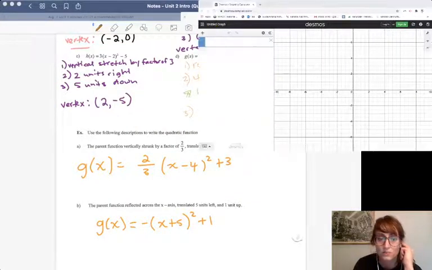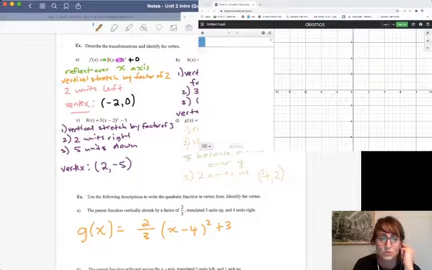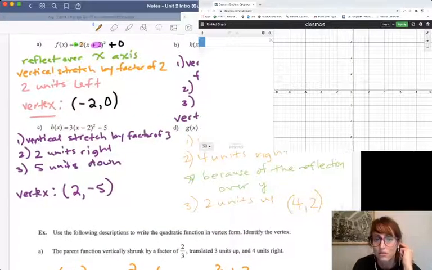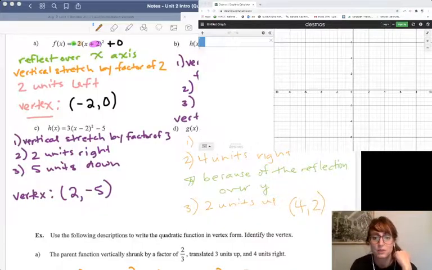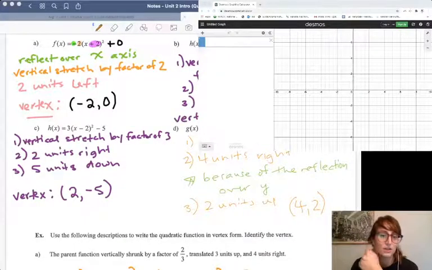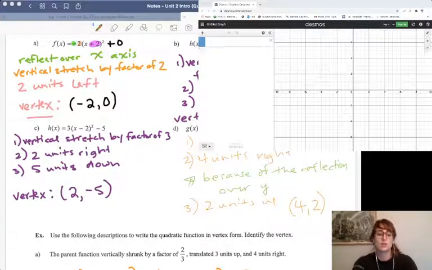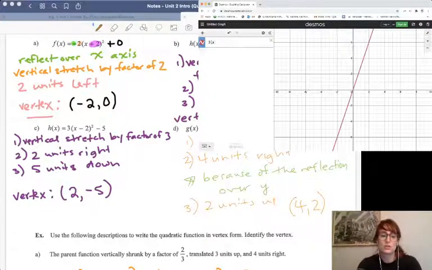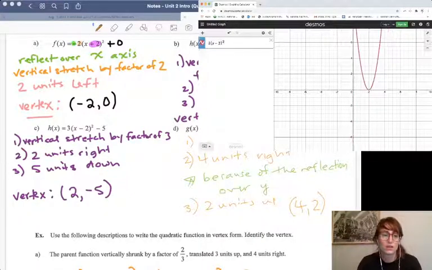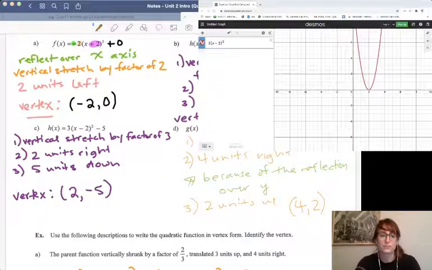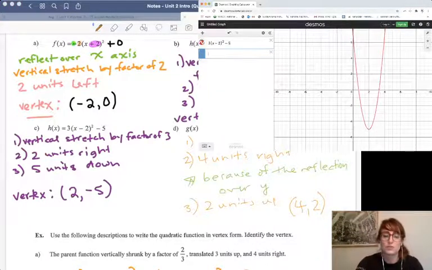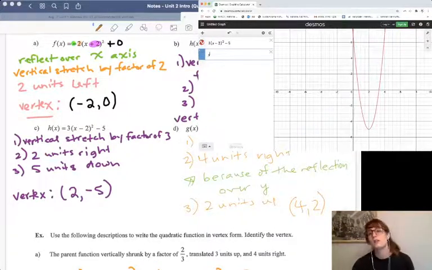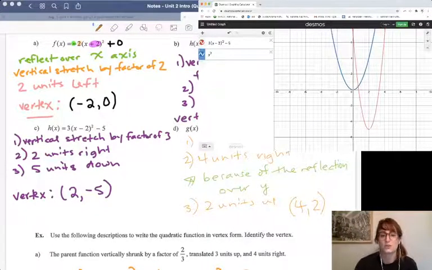Let's say I want to check my answer to letter C. I'm just going to go ahead and type that equation into the Desmos graphing calculator and see what it looks like. So I'm going to type 3(x minus 2) squared, what was it, minus 5. Okay, and then if I want to, I could also graph my parent function, which is just x squared, and I can see from my picture if my answer was correct.